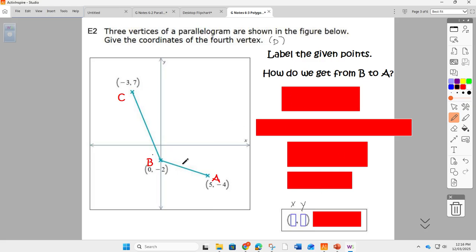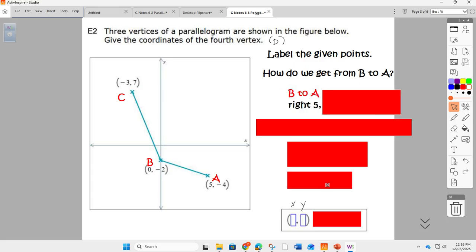So how do I get from B to A? Well, let's do the x's first, right? At B, the x term is 0. At A, the x term is 5. So how far apart are B and A as far as x's? 5. So we're going to go right 5, right? Now, once we get to right 5, do we go up or down to get to A? Down. So we're going to go down how many? Yes. Between -2 and -4, that's down 2. So right 5, down 2.